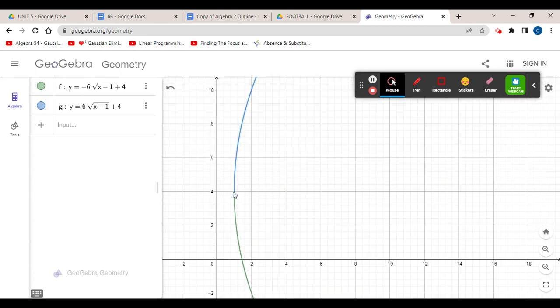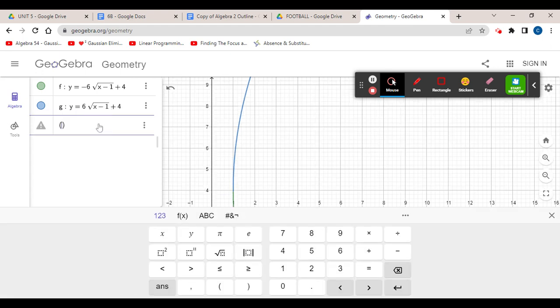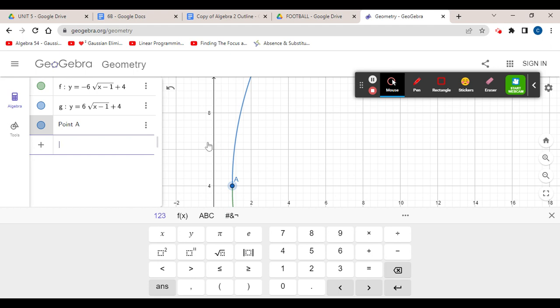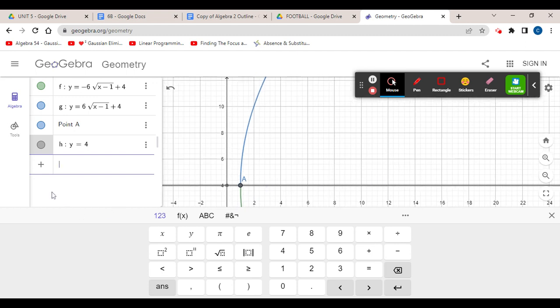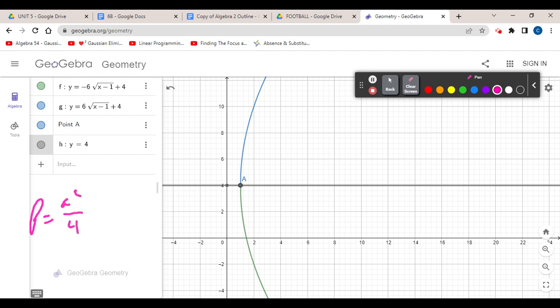So our vertex is at (1, 4). Okay. You see our vertex there is at (1, 4). So I'm going to put that point there, (1, 4), for that vertex as well. Now we know the axis of symmetry of this is going to be this horizontal line y equals 4. So we can put that there if we want to, to do our axis of symmetry. Okay. So we want to find our P. Well, in a root function, as we said a minute ago, P is going to be a squared divided by 4.